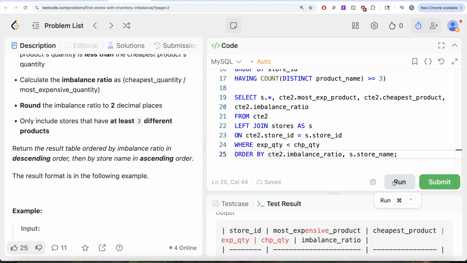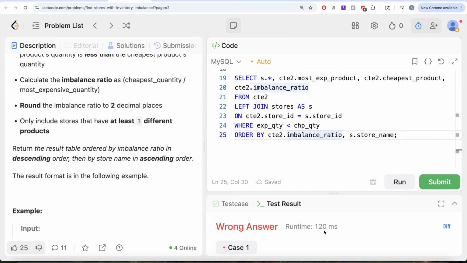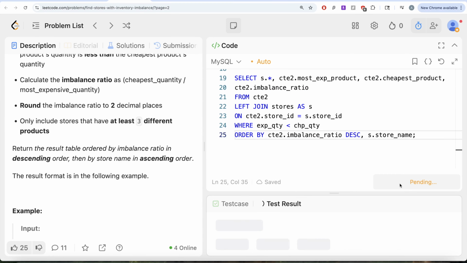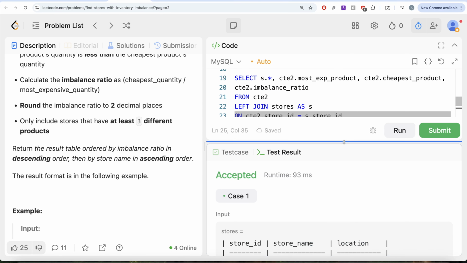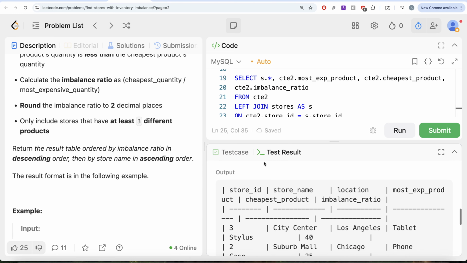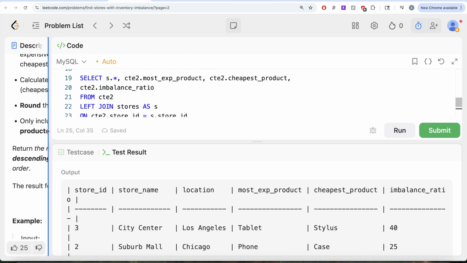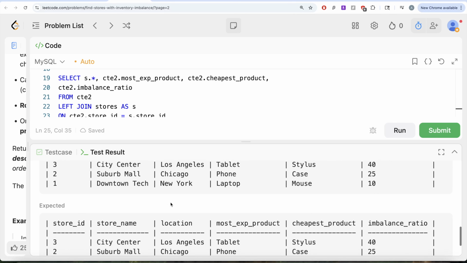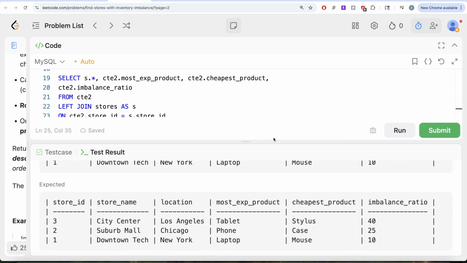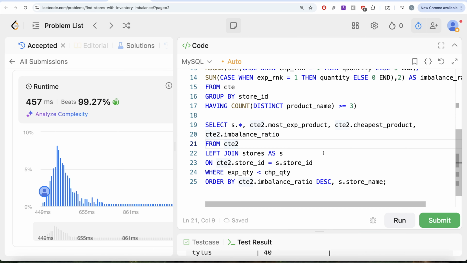Let me go ahead and run this and see what we get in our output. The reason it says wrong answer is because we missed this part, right? Descending order. It should be imbalance ratio descending order. Let's add that and run this again. So you see, now this is accepted. Our output is exactly the same as the expected output. Let me go ahead and submit to see if it passes all the test cases or not. So yeah, this is accepted.